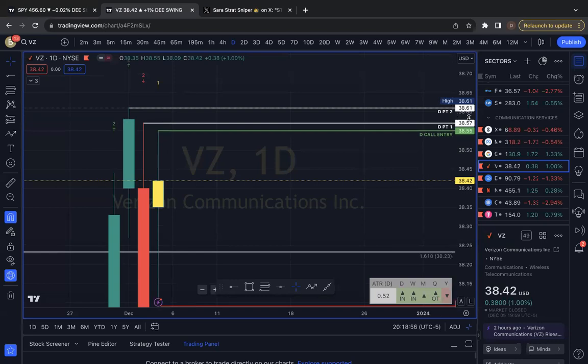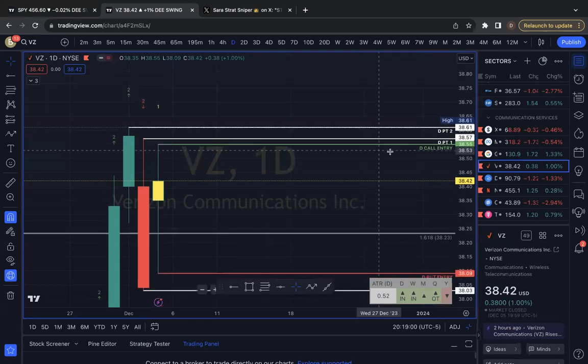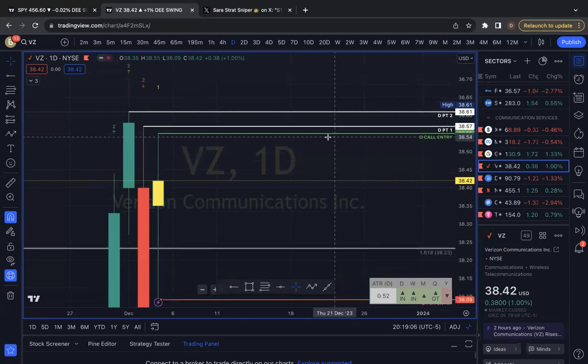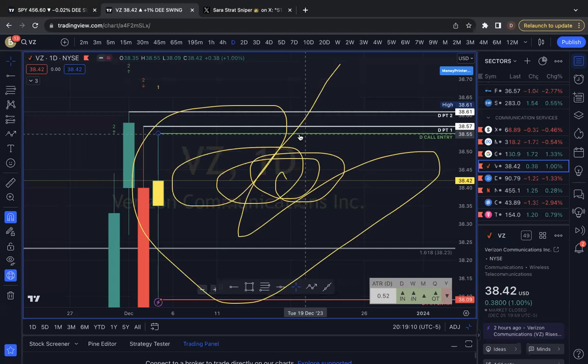And you can't be mad at that, even though that's only a 2-cent difference. I chose Verizon. Verizon is a shitty stock to choose, but it is what it is. You can't be mad if it reverses after that, because according to the strat, it did its job. The strat's job is once it breaks a call or a put entry.